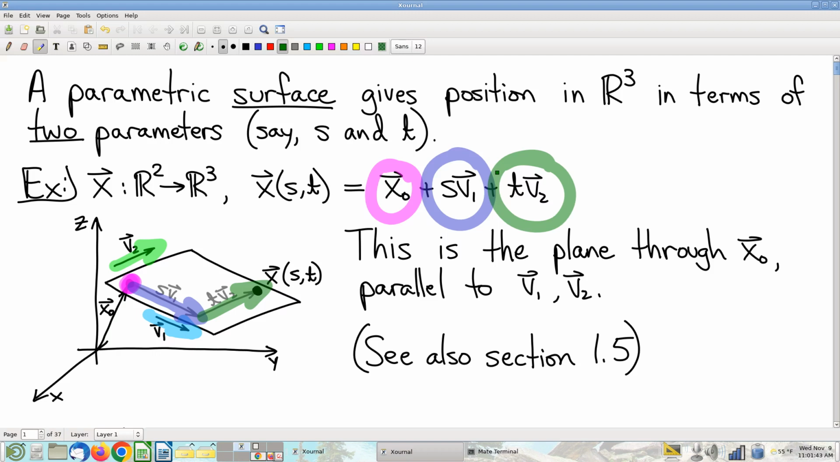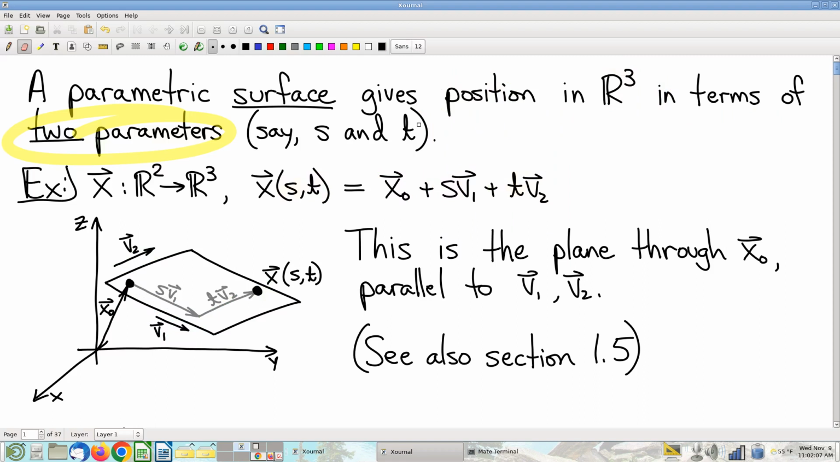So this construction, this idea of position as a function of 2 parameters, my 2 parameters here being s and t, position as a function of 2 parameters will make in this case a plane, and I say in general, it'll make a surface.